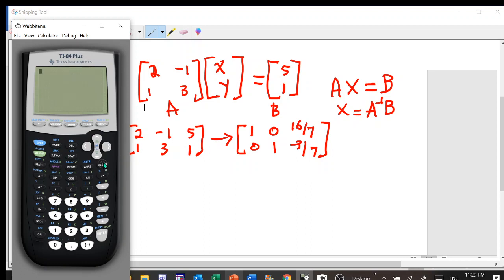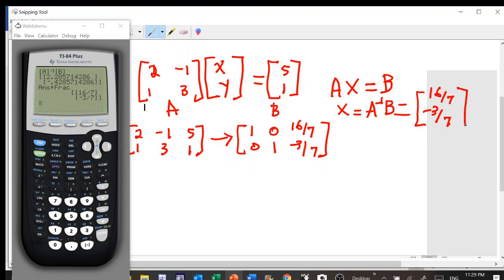And all we have to do is go to home screen and go to matrix and get matrix A, take the inverse of it, and multiply it by matrix B and convert. And it's the same answer, right? See that? It's the same answer. So we get a 2 by 1 matrix, which is 16 over 7, negative 3 over 7. All right.